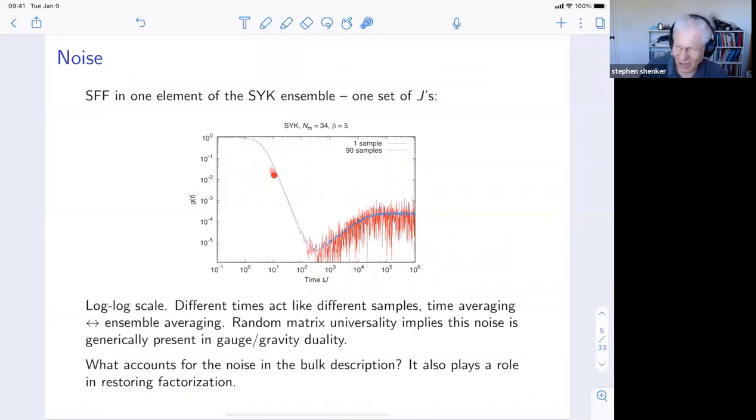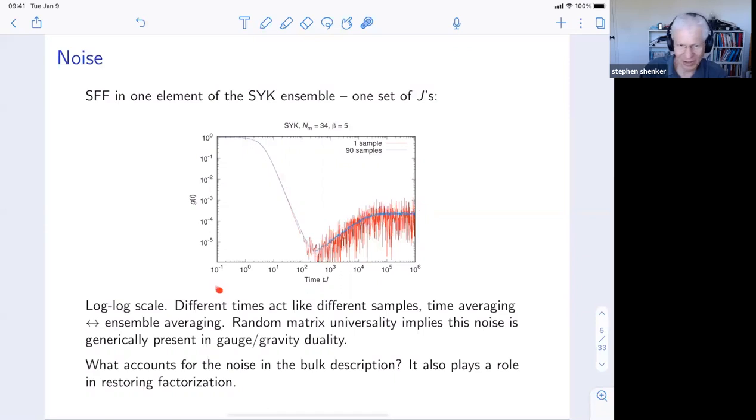It decays, that's an analog of quasi-normal mode behavior. And then there's this ramp and plateau that, as Phil has taught you, is a signature of random matrix statistics. The blue line is the ensemble average. It's about 1,000 hours of computer time, and you have 90 samples averaged together. And the red is if you take one sample.